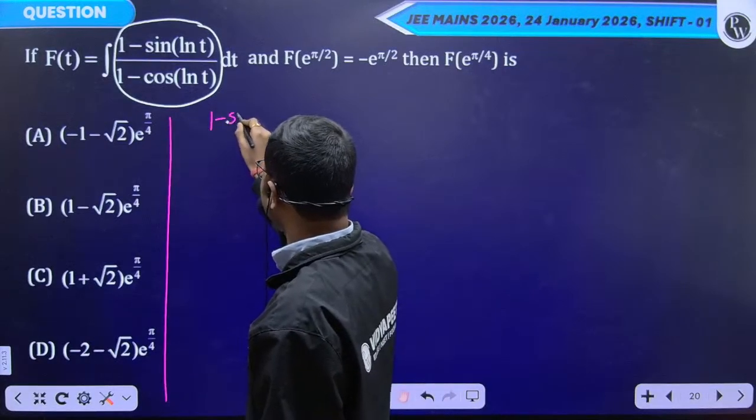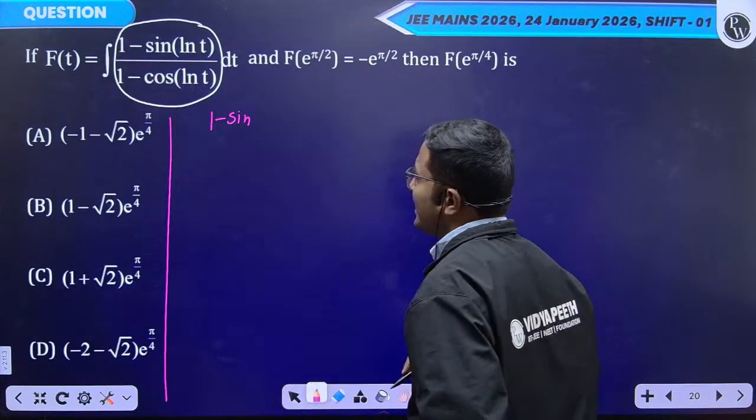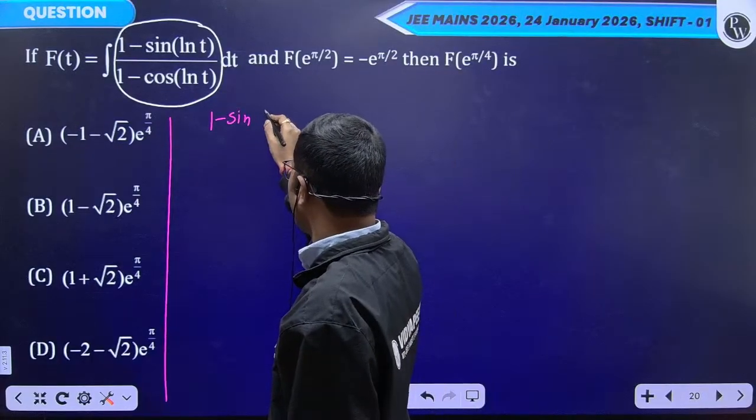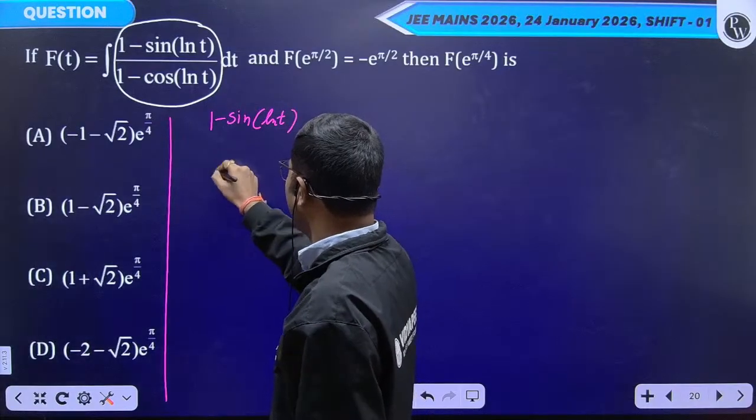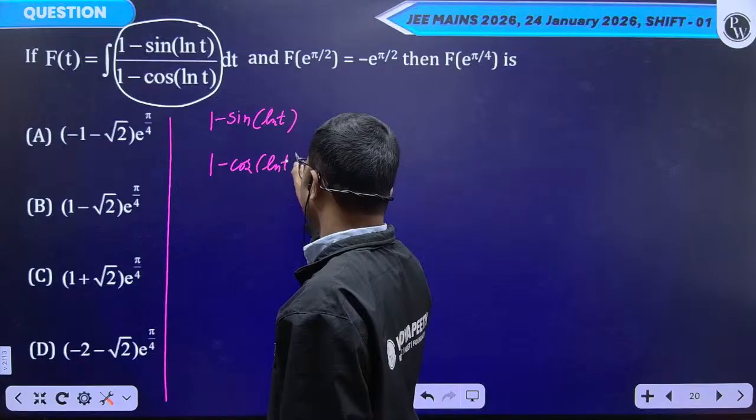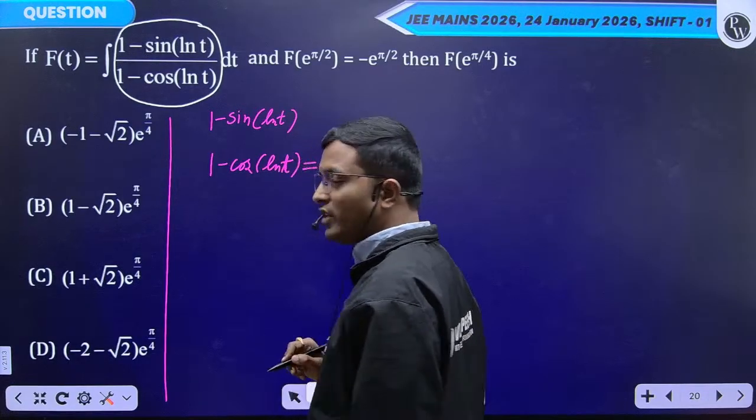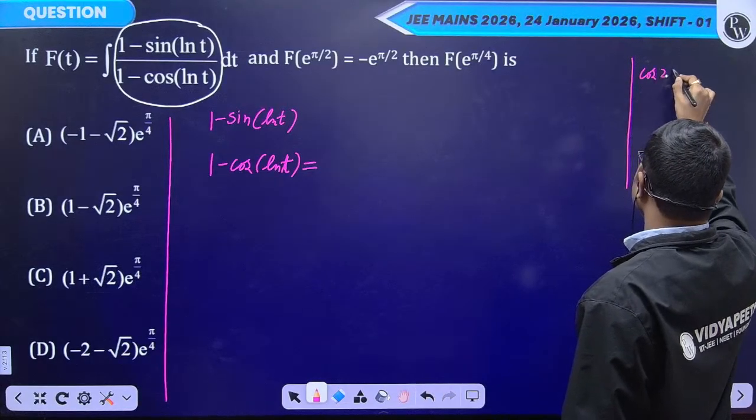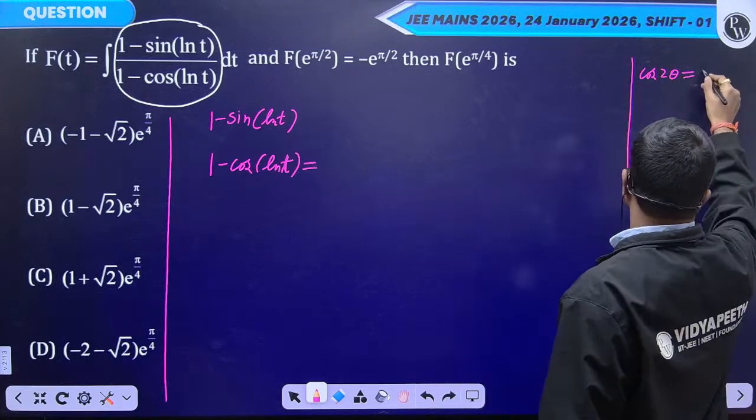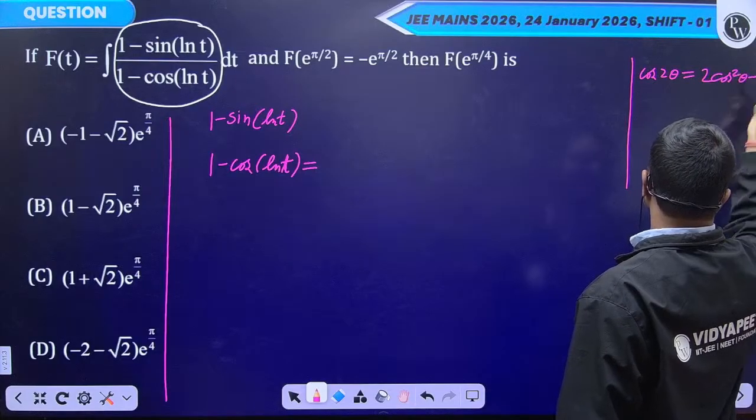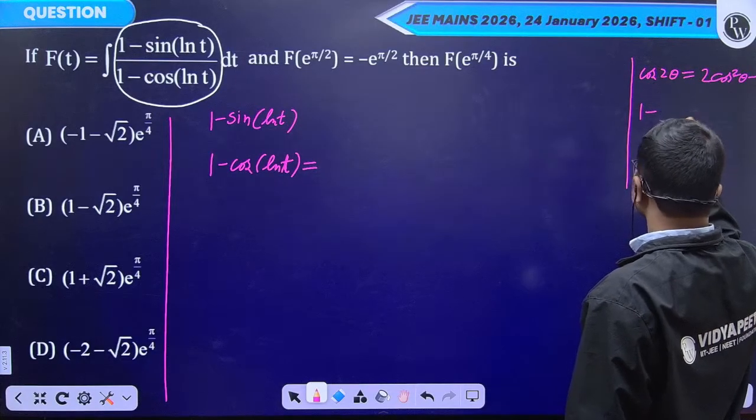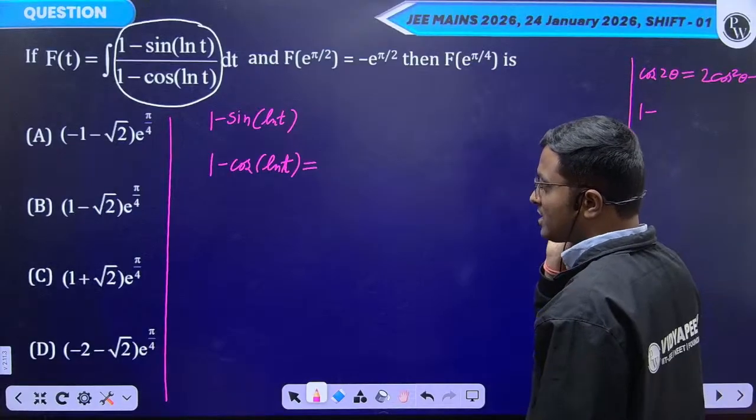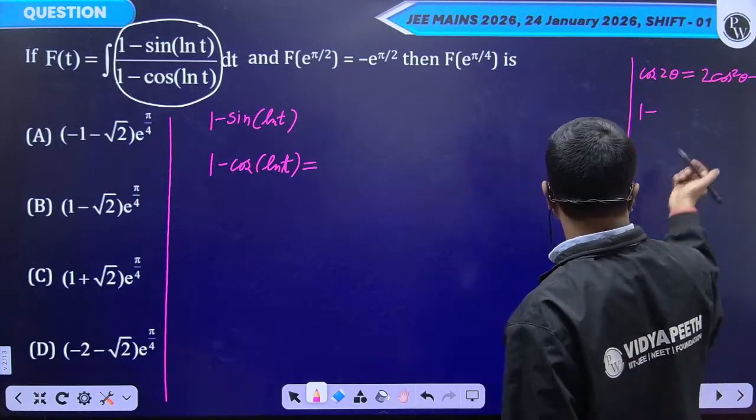We have 1 minus sine of ln t, and here we have 1 minus cos of ln t. So we are using trigonometry. There is one formula we already know: cos 2 theta is 2 cos square theta minus 1. Based on this formula we get 1 minus cos of ln t. And we have one more formula here.